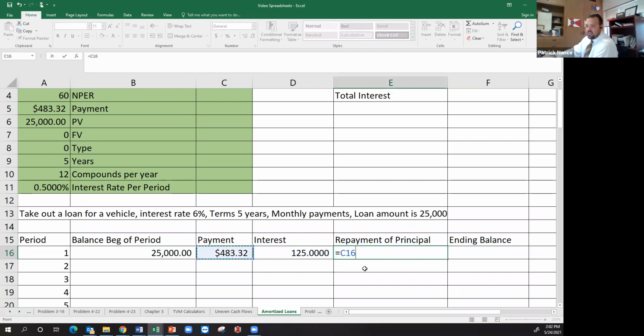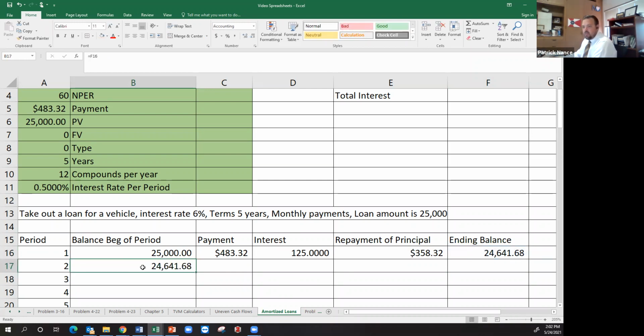So how much is interest is 125. If I subtract 483 minus 125, that means 358.32 is repayment of principal. If my balance was 25,000 before this, and now I've paid 358.32 of it, then my ending balance is simply going to be 25,000 minus 358.32. My ending balance after month 1 is the same as my beginning balance for the next month, so I can take my ending balance from the prior month.